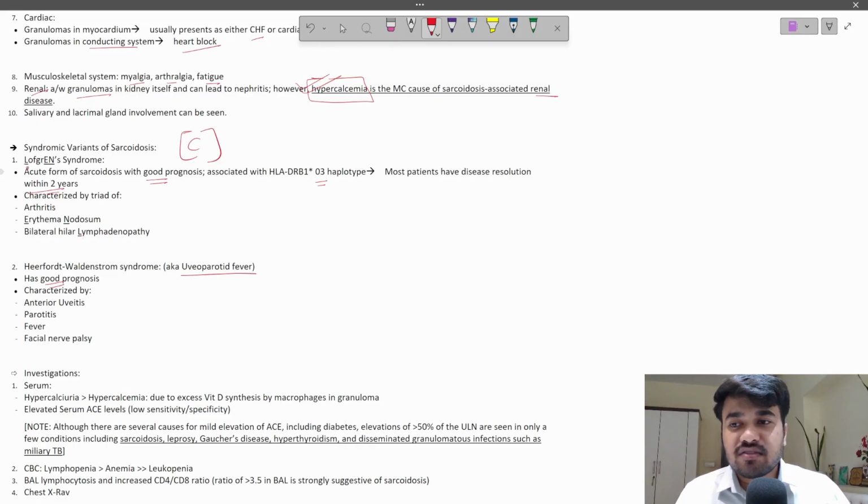So, as the name itself can work as a mnemonic, where L stands for lymphadenopathy and EN in the Lofgren stands for erythema nodosum, right? Along with arthritis, which you will have to remember.